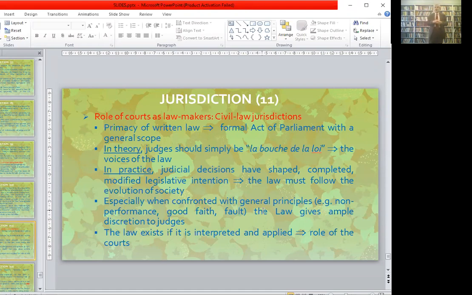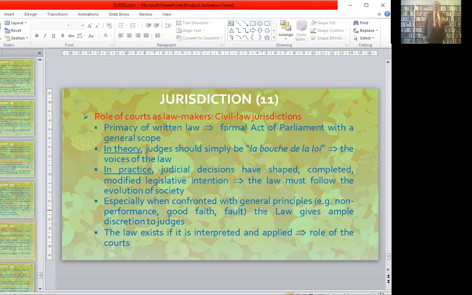So if we want to look at things how they are and not in theory, we have to say that a law exists only if it is interpreted, first of all. Otherwise, it's just something that is written on a piece of paper and doesn't mean anything. And it is applied, it can be applied also by the community, how the community interprets a certain rule and applies that certain rule. So fundamentally, if we want to know what the law is, we have to look at the role of the courts in interpreting the law.